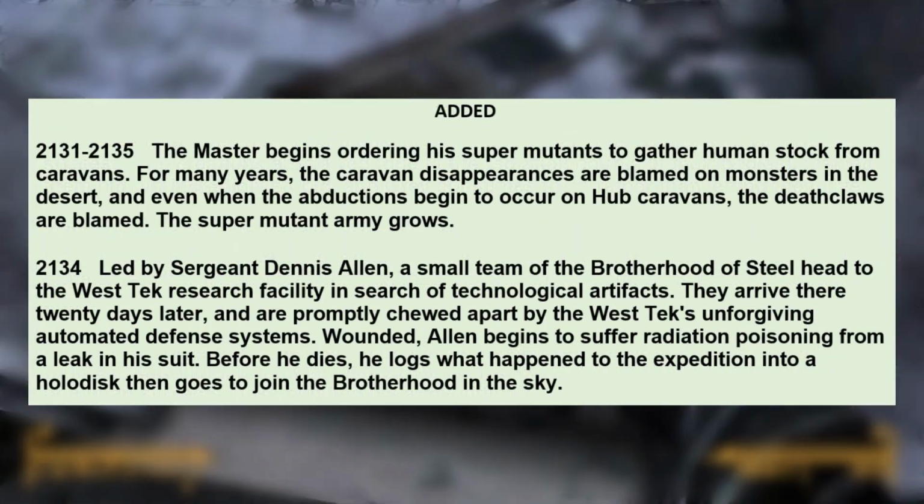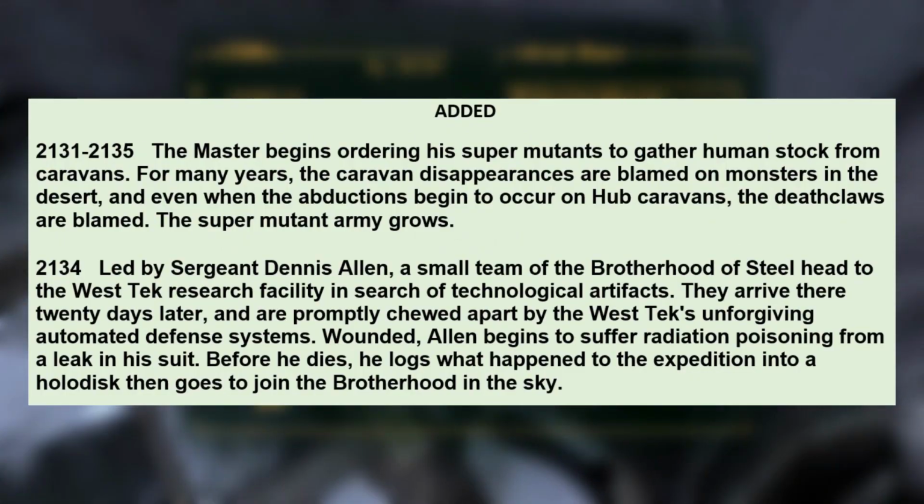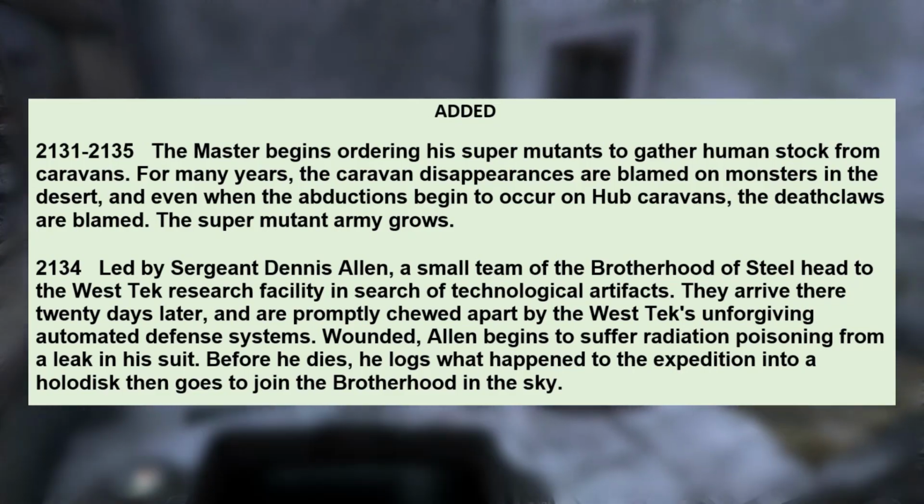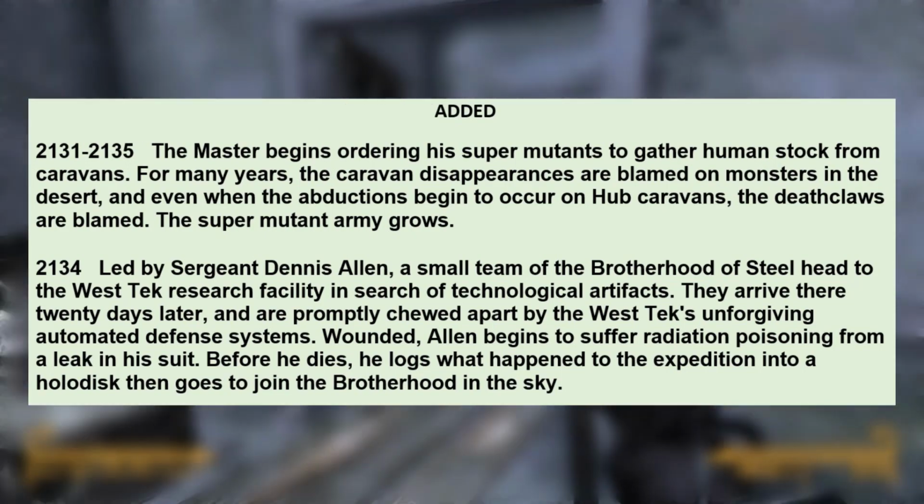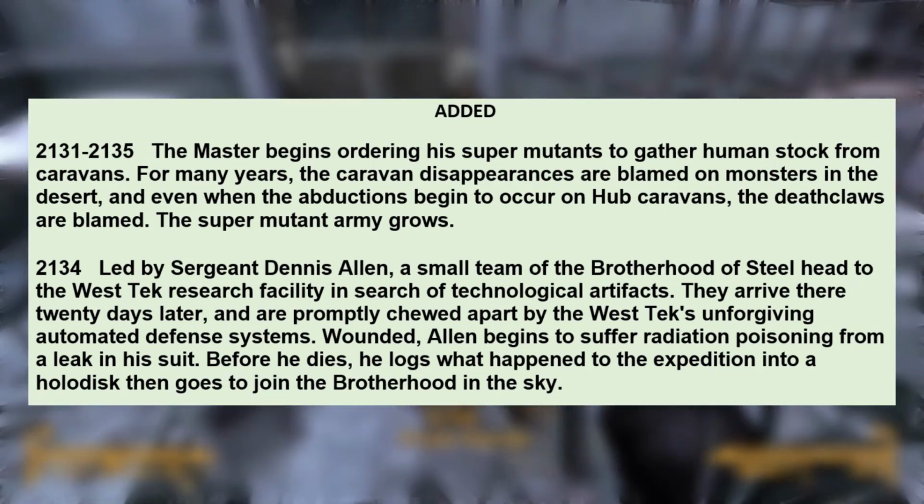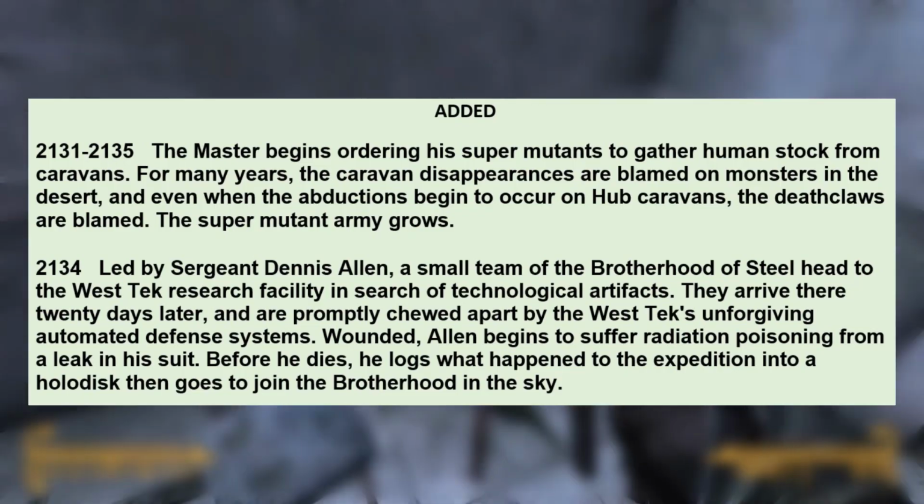Next, 2131 to 2135, the Master begins ordering his super mutants to gather human stock from caravans. For many years, the caravan disappearances are blamed on monsters in the desert, and even when the abductions begin to occur on Hub caravans, the Deathclaws are blamed. The super mutant army grows.